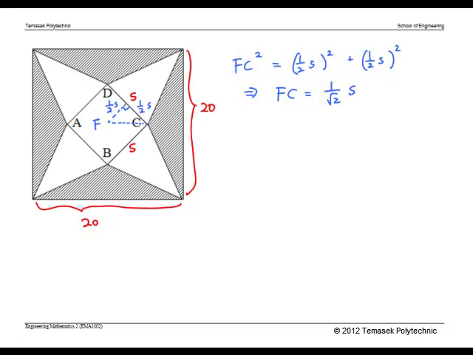Next, we find EC. Let's consider this triangle. This length is 10 since it's half of 20. This length is 10 minus FC, which is 1 over square root 2 S. Therefore, EC squared is equal to 10 squared plus (10 minus 1 over square root 2 S) squared by Pythagoras theorem.